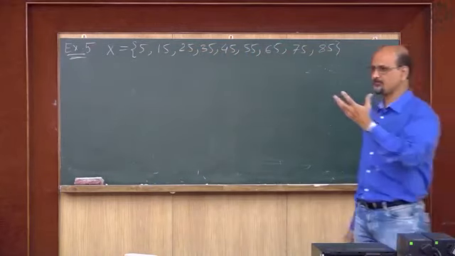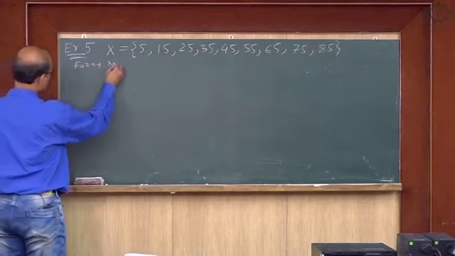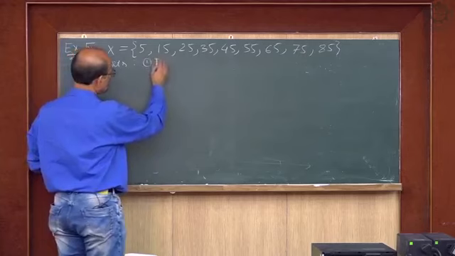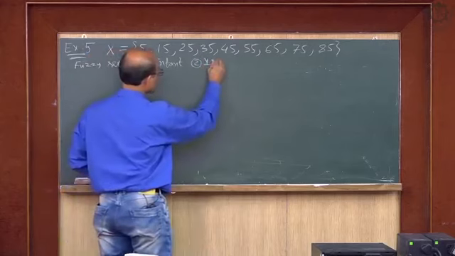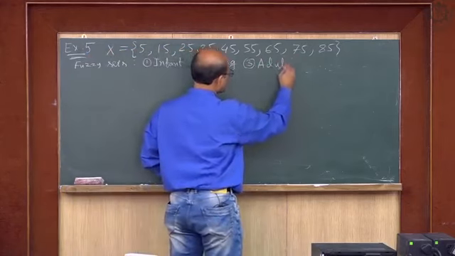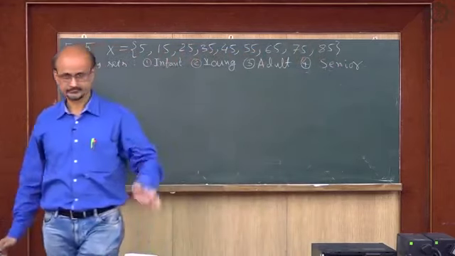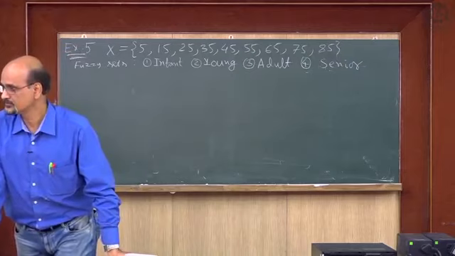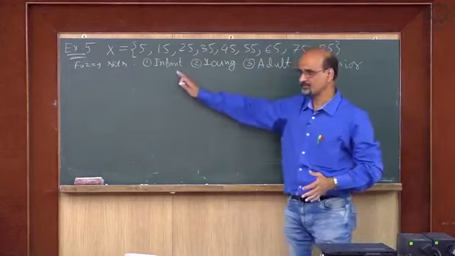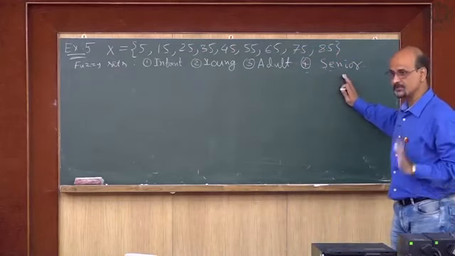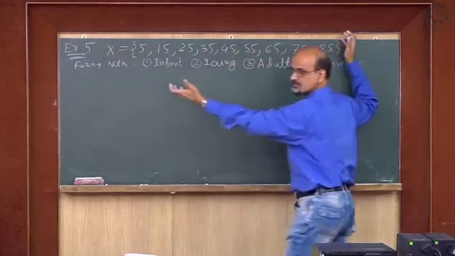Now we define four fuzzy sets on this universal set. The first one is infant, the second one is young, the third one adult, and the fourth one senior. Understood? These are four different fuzzy sets: infant, young, adult, senior. I have these ages 5 to 85 as the universal set.